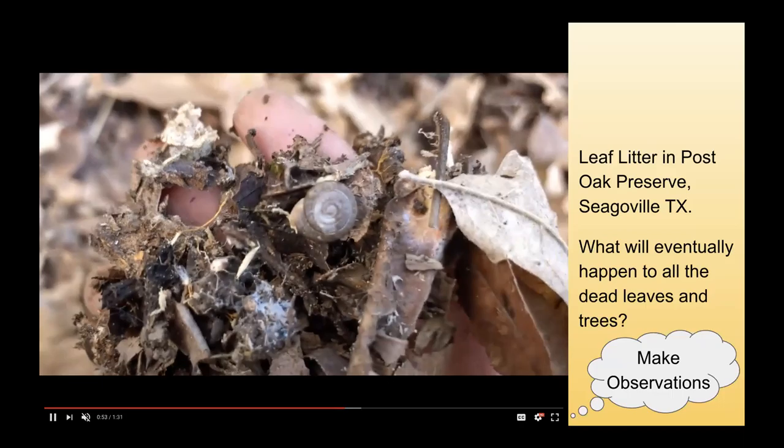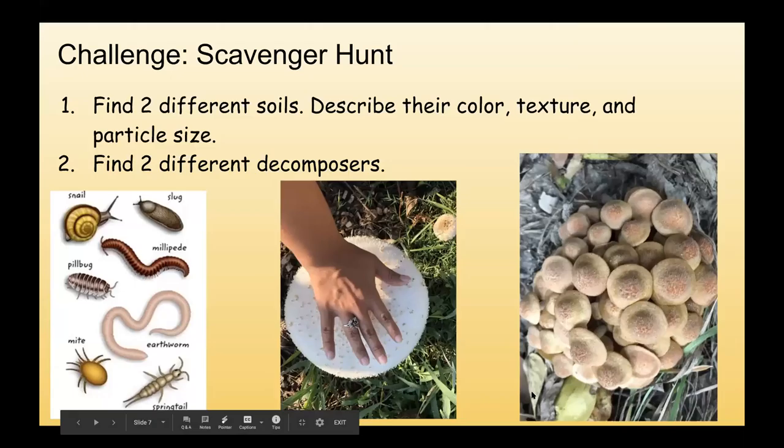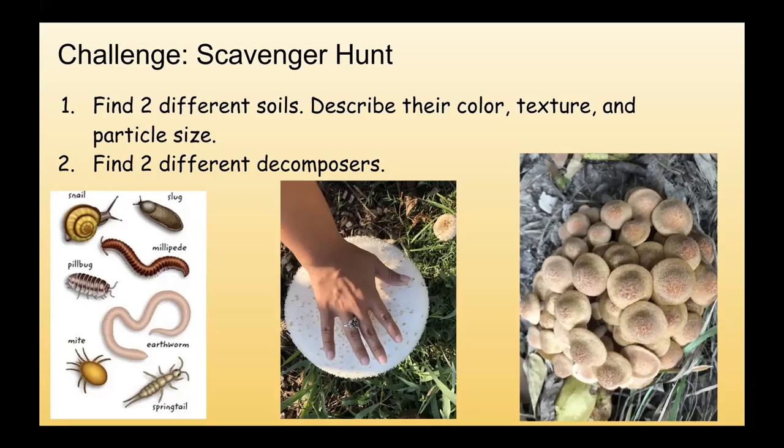And then Ms. Nash showed you guys that cool little device that she used to take a sample of the soil underneath. And then my scavenger hunt for you guys, see if you can find two different types of soil and describe their color, their texture, so how does it feel, and its size. And then we learned a lot about decomposers today. So see if you can find examples of decomposers. Ms. Nash showed you all sorts of cool mushrooms. And then I showed you guys some of those invertebrates like our worms and those little bugs. So see what you guys can find on your scavenger hunt.